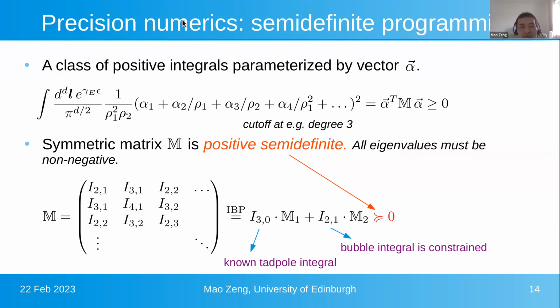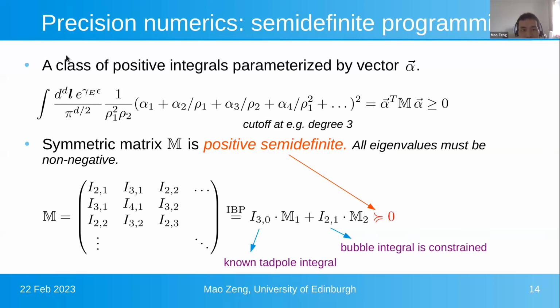And the idea is simple. You need to have more constraints to get your integrals more tightly bounded. The way I do it is to write down the most general positive integral that can be expressed in this family of bubble integrals. So for some arbitrary reasons that are not so important, I will have a starting power of 2 for one of the propagators. The other propagator is left alone, rho 2, not raised to any power.